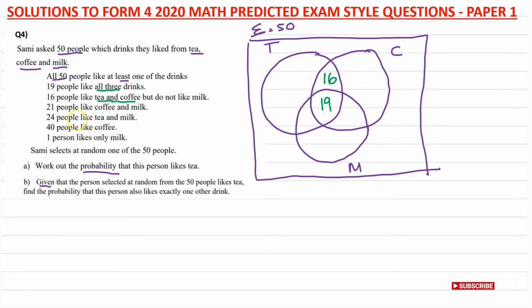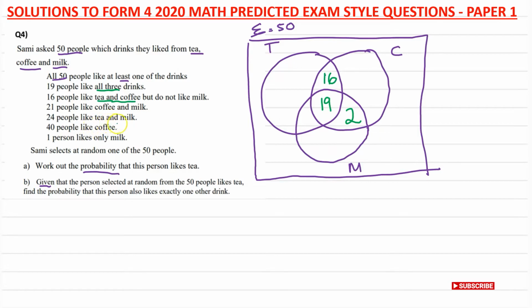And then 21 people like coffee and milk. We're not told they don't like tea. We're just told they like coffee and milk. That means we've got already 19 here. In total, they need to be 21. That means those other people need to go up here. How many? We've got 21 people like coffee and milk. In total, we have 19 here. So 2 people are going to be here.